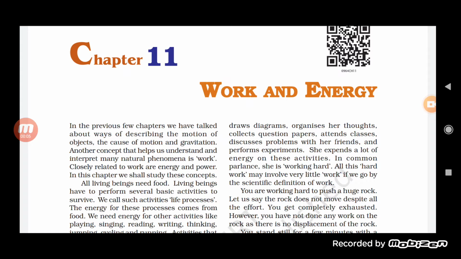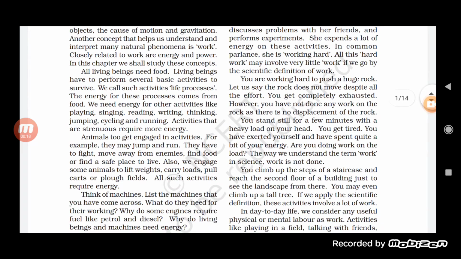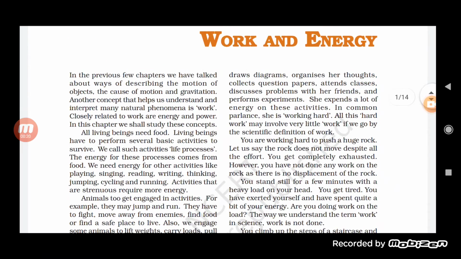So students, in the previous class we were talking, today we are going to start a new chapter, and that is work and energy. Obviously, if we are talking about work, it is basically what? Anything that we do is called work. And this work is actually equal to energy.